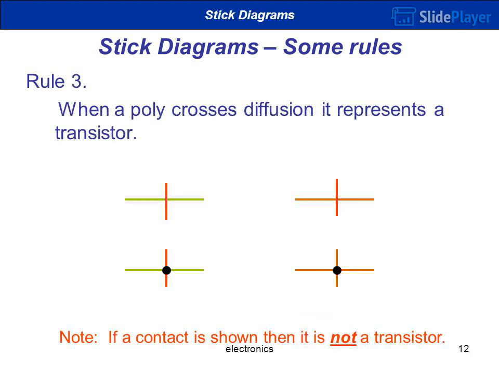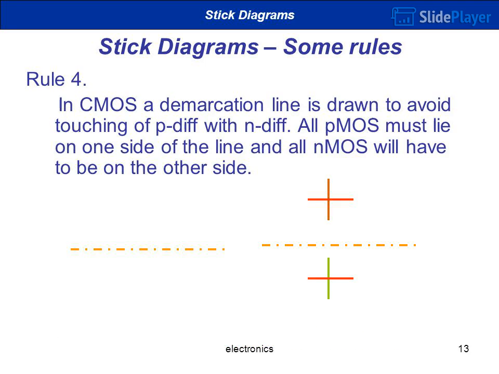Stick diagrams, some rules. When a poly crosses diffusion, it represents a transistor. Note, if a contact is shown, then it is not a transistor. In CMOS, a demarcation line is drawn to avoid touching of P-diff with N-diff. All PMOS must lie on one side of the line and all NMOS on the other side.